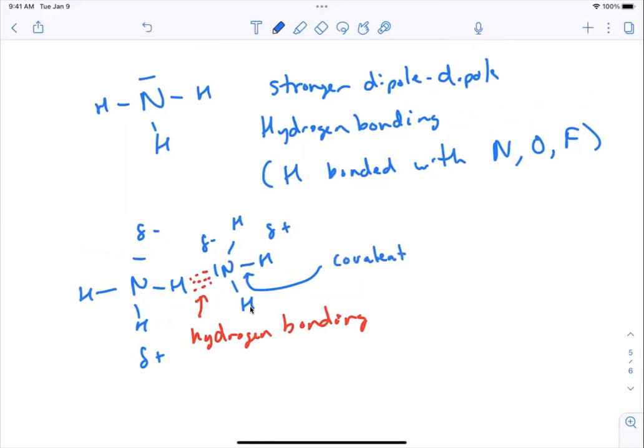So they might have you label it. A covalent bond versus hydrogen bonding, which is an attraction across molecules, an intermolecular force of attraction. So notice here, really emphasize that hydrogen bonding occurs across molecules, while covalent bonds are within a molecule.